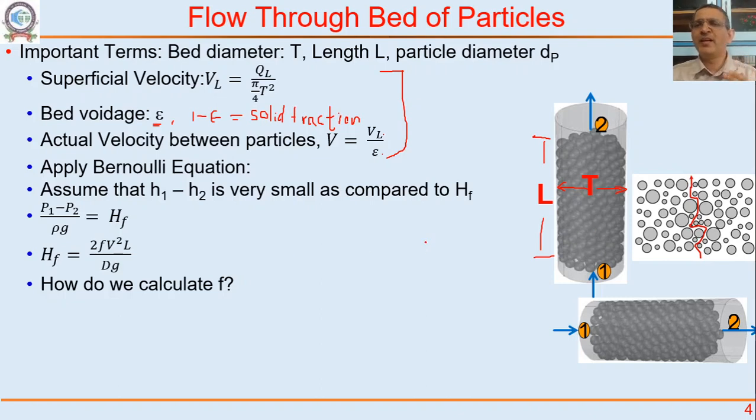But if I say H1 and H2, it's only a small packed bed, but frictional head loss is significant or pressure difference is significant. Correspondingly, we can say that head loss is just the difference in the pressures divided by rho g. And how do I get HF? It is 2 f v square L by d g. So the next question is, how do I calculate friction factor for this bed? That will allow me to calculate how much pressure difference I need in order to make liquid go through the bed at a velocity v.